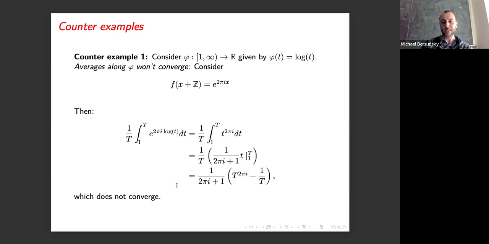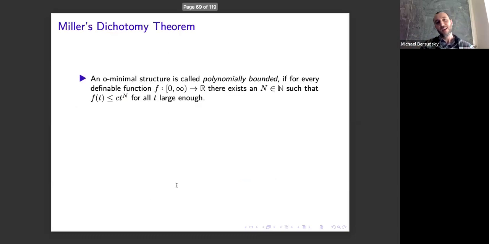Okay, so this is one bad thing. Such logarithm expressions we would like to avoid. And there is a nice dichotomy theorem in minimal structures proved by Chris Miller, who is my neighbor on the upstairs floor. And it goes as follows.